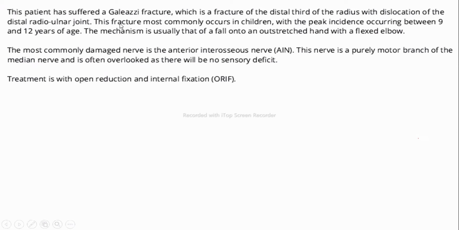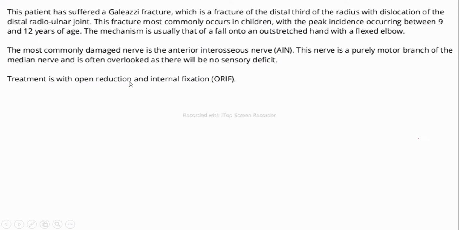So the patient here has a Galeazzi fracture. The most commonly damaged nerve is the anterior interosseous nerve. Is this one motor or sensory? Purely motor. It is a purely motor branch of the median nerve, often overlooked as there will be no sensory deficit. Why did they not say median nerve? Because the patient has no problem in sensation. That's why you have to check for movement, for motor.